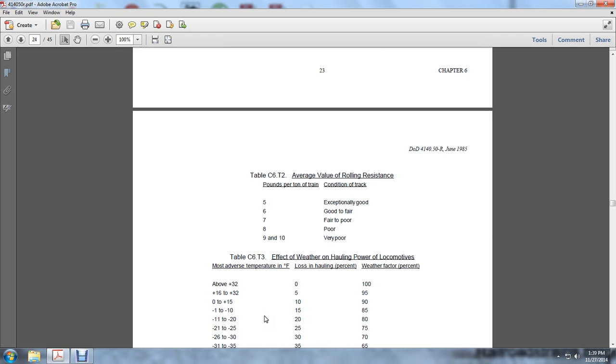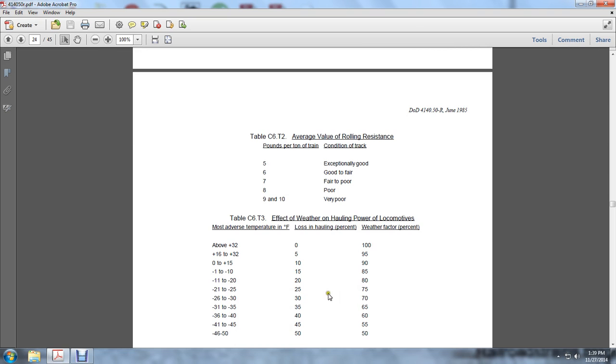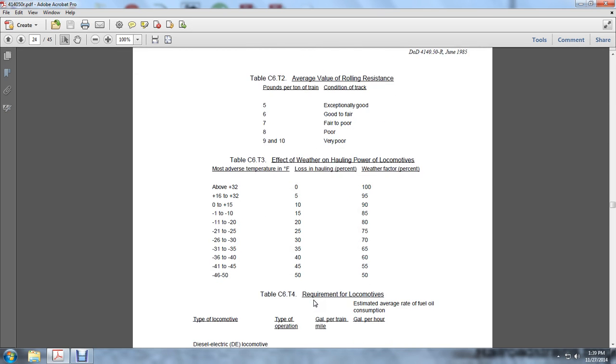At 11 to 20 degrees below 0, a 20% loss, an 80% weather factor. At 21 to 25 below, 25%, and so on, decreasing in the formula by 5% for each 5 degrees of temperature below zero.